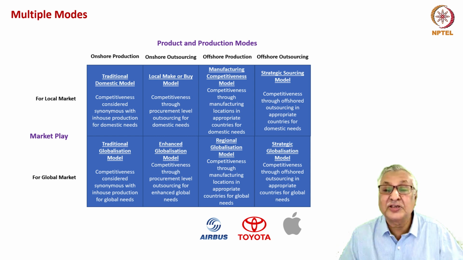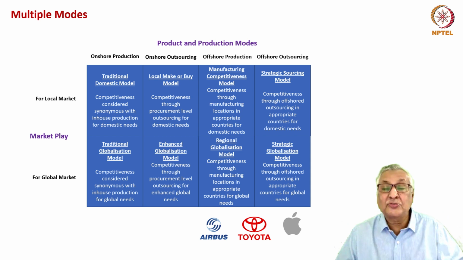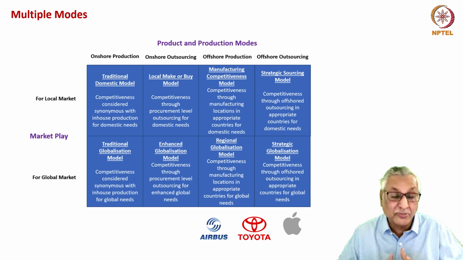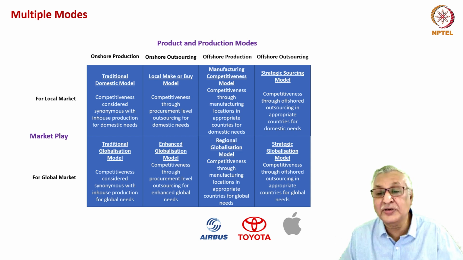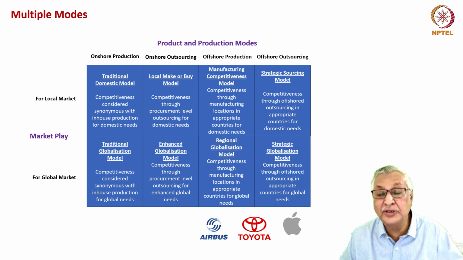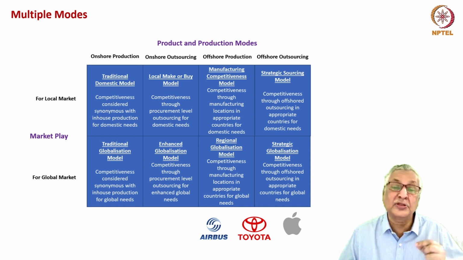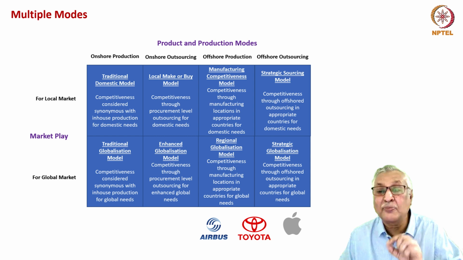Therefore, you can establish your facilities there and then meet the local market needs, or even bring the products from there to your own market. When you bring those products for your market needs but not to satisfy that market, that means that you are becoming a manufacturer competitiveness model player, where you are achieving competitiveness through manufacturing locations in appropriate countries for domestic needs. When a multinational company sets up a 100% export oriented unit in India to manufacture products in a competitive manner for use in the United States, which is the home country of the parent, that is this manufacturing competitiveness model.